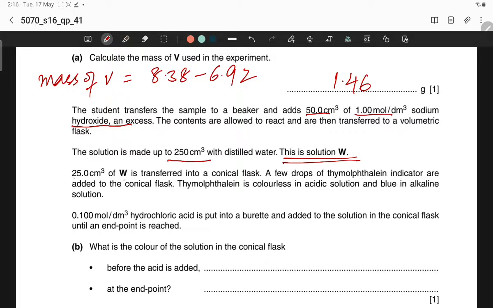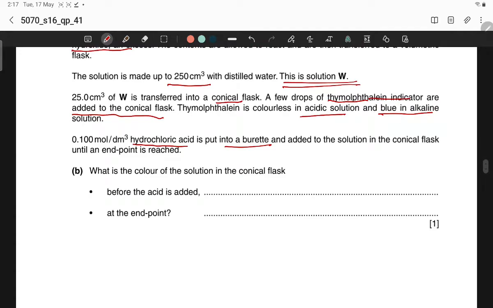25 centimeter cube of W is transferred into a conical flask. A few drops of thymolphthalein indicator are added to the conical flask. Thymolphthalein is colorless in acidic solution and blue in alkaline solution. A 0.100 mole per dm cube hydrochloric acid is put into a burette and added to the solution in the conical flask. What is the color of the solution in the conical flask?